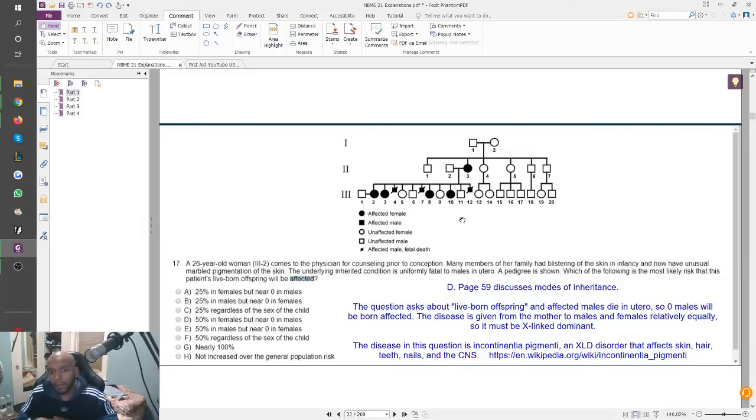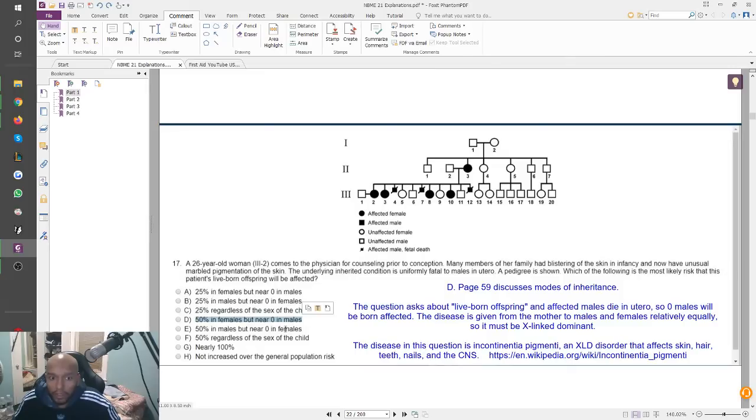And autosomal dominant would look pretty similar, but the reason you wouldn't pick autosomal dominant is because up here, right? Up here, they had many kids and only one of them got it. Right? Very different from an X-linked dominant kind of thing. So now you look at all your answer choices, and D is the only one: 50% in females, but near 0 in males.